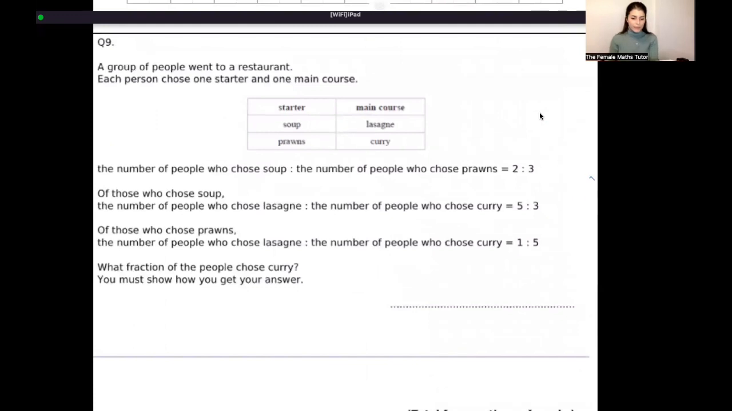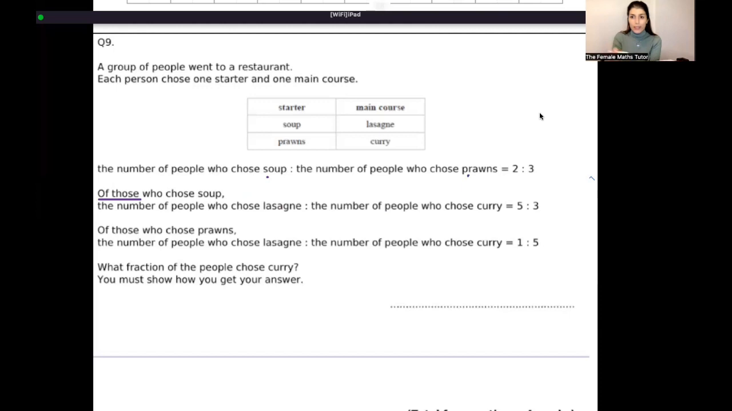Okay, so a group of people went to a restaurant. Each person chose one starter and one main course. The number of people who chose soup to the number of people who chose prawns was 2 to 3. Of those who chose soup, the number of people who chose lasagna to the number of people who chose curry is 5 to 3. Of those who chose prawns, the number of people who chose lasagna to the number of people who chose curry is 1 to 5. What fraction of these people chose curry?